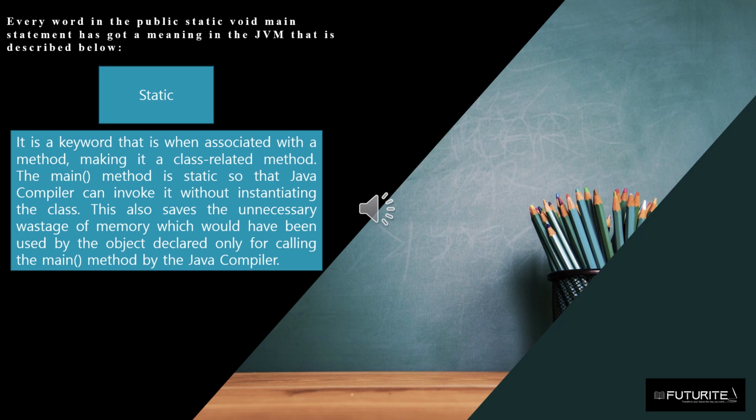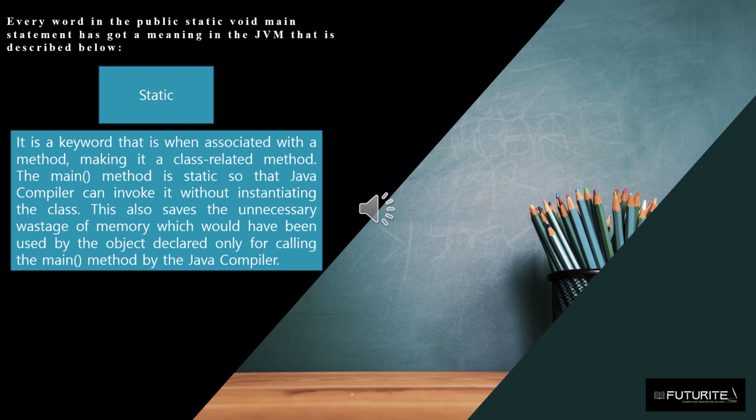So learners, now let us understand what the static element of public static void main is. It is a keyword that, when associated with a method, makes it a class related method. Class related method means suppose you are declaring and defining a method outside the class, which means you need an object of the class in order to access the method, right? Whenever you declare the method with the static keyword, the Java compiler understands that this is a member of the class itself.